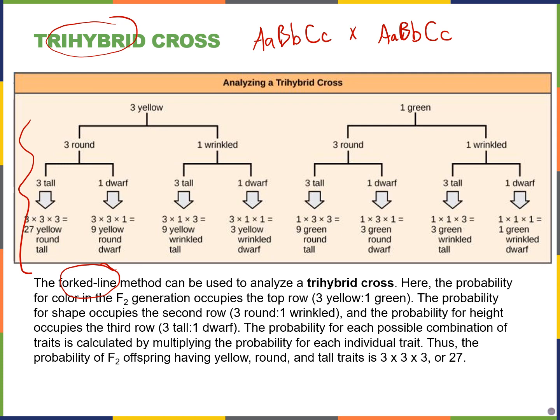But you can also use the multiplication and addition rules, the rules that we mentioned earlier. In fact, this really comes in handy when you have more alleles than shown here. So maybe you have another letter, so you're looking at 4 or 5 or more characteristics.